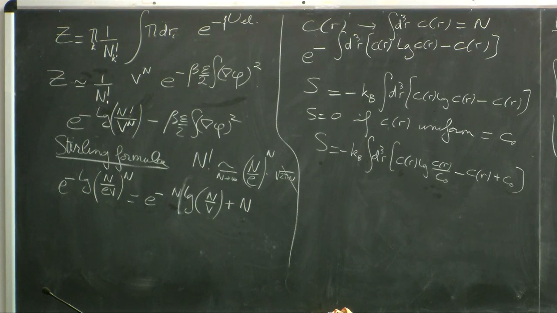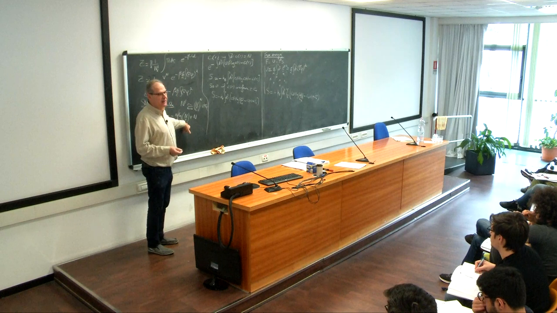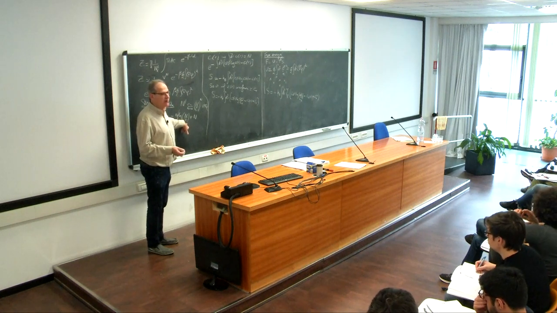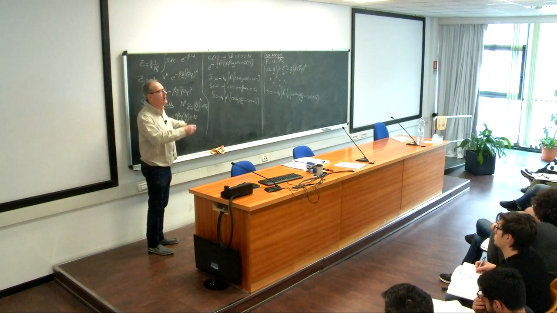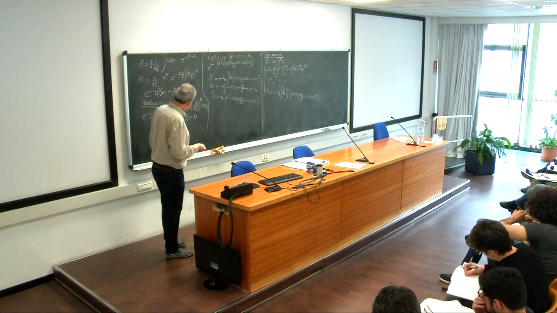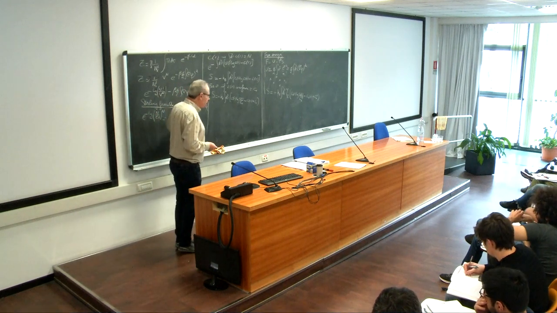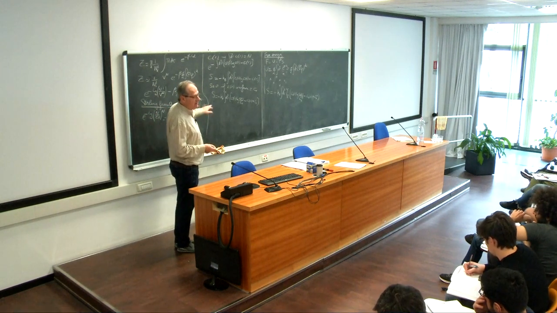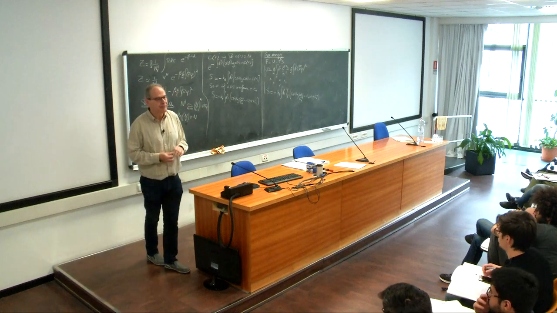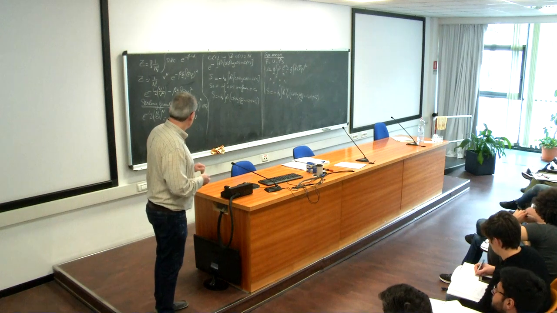It's just that you start from here and you assume that the density or the concentrations are not global, but they vary locally, slowly, compared to whatever the usual scale. And so you replace this N over V, this C, by C of r, and so on. Okay? Is this entropy S always negative?